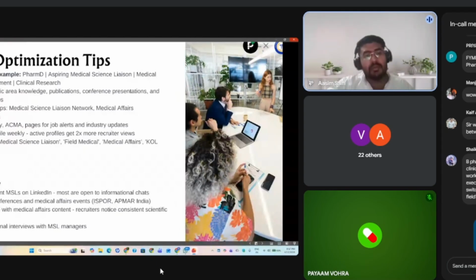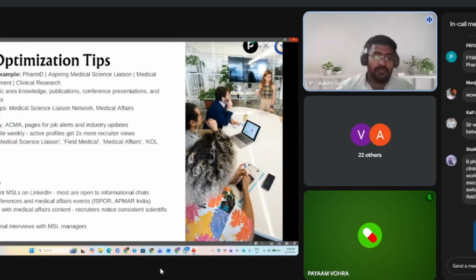Set job alerts for medical scientific liaison, field medical affairs, and KOL manager in your LinkedIn profile. Networking strategy: connect with current MSLs on LinkedIn, and attend pharma conferences and medical affairs events like APMAR India, SPOR as well. Follow and engage with medical affairs content. Recruiters notice consistent scientific engagement.